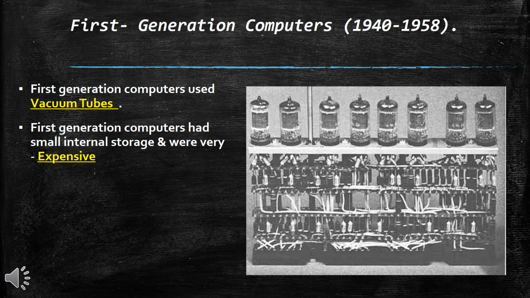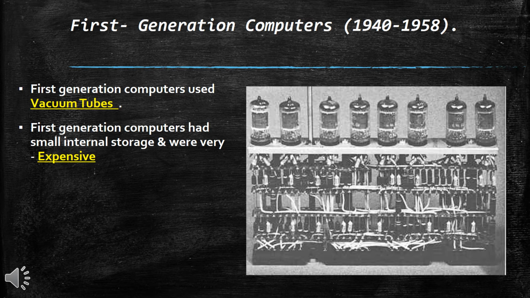First generation computers, 1940 to 1958. The first generation computers used vacuum tubes. You all can see it in the picture, though it's a black and white picture. Since it was in the 1940s, we only get a black and white picture. You can see in the picture that the upper layer of the computer had vacuum tubes.